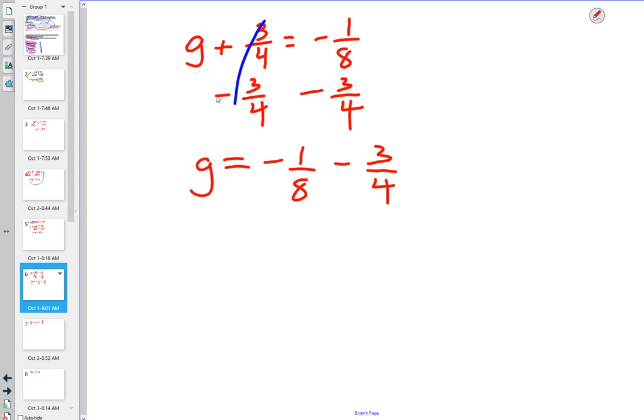But what you would need to know is that in order to add or subtract fractions, they have to have a common denominator. Right now the fractions do not have a common denominator, so we have to make them common. So I'm going to rewrite and say g equals negative some fraction minus some fraction. Common denominators are the same thing as common multiples.